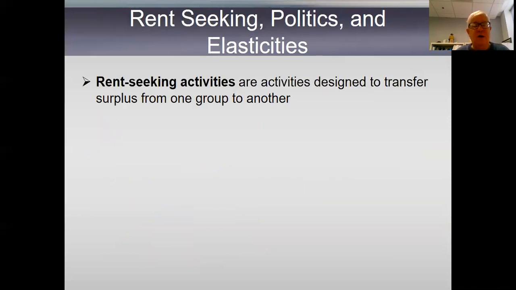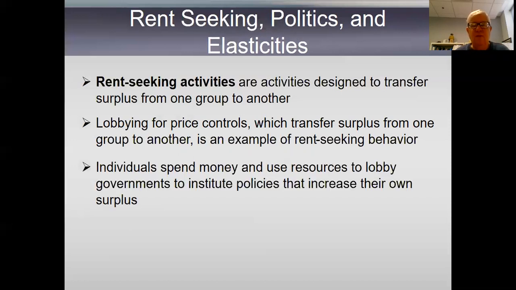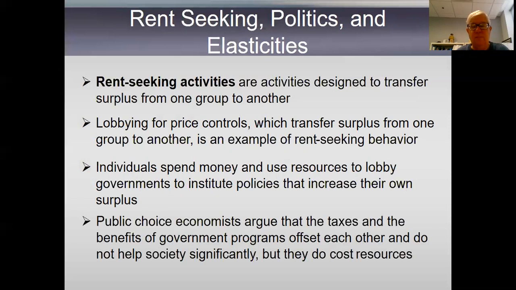Now, the next thing we need to talk about is a new concept. It's the idea of rent-seeking activities. And they're activities where groups deliberately try to encourage action on the part of the government that will transfer surplus to them from the other side of the market. So they may lobby for price controls, which transfers surplus from one group to another. They may try to lobby governments to institute policies that would increase their own surplus.